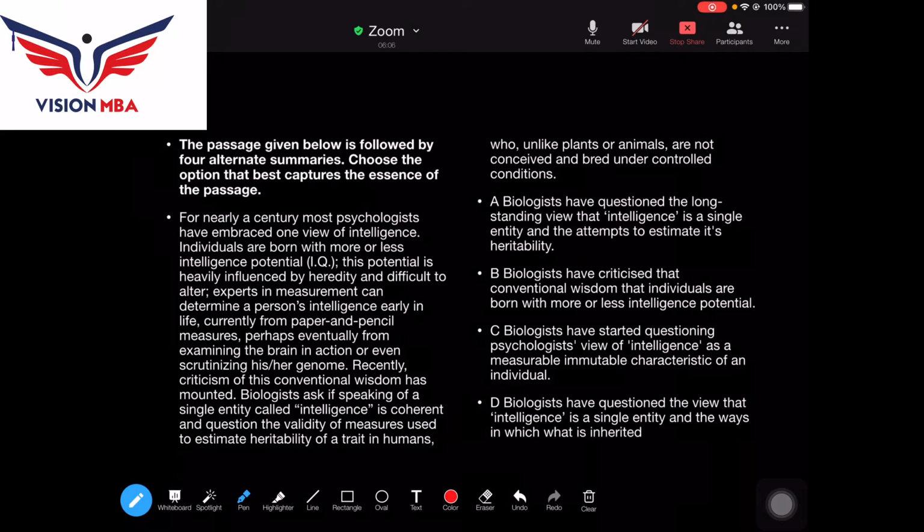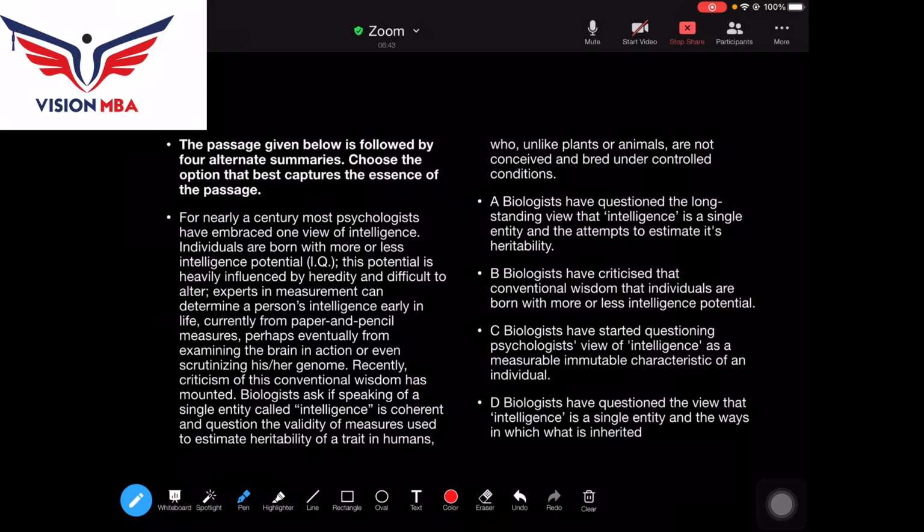Recently, criticism of this conventional wisdom has mounted. Of course, not everybody wants to hear that I'm intelligent because my ancestors were, or I am dumb because my genes are dumb. So now people are criticizing. Biologists ask if speaking of a single entity called intelligence is coherent and question the validity of measures used to estimate the heritability of a trait in humans who, unlike plants or animals, are not conceived and bred under controlled conditions. Understand this thing, guys.